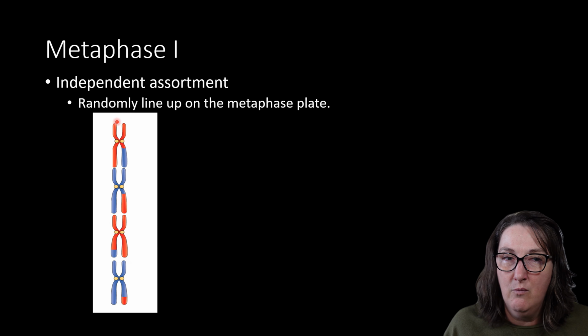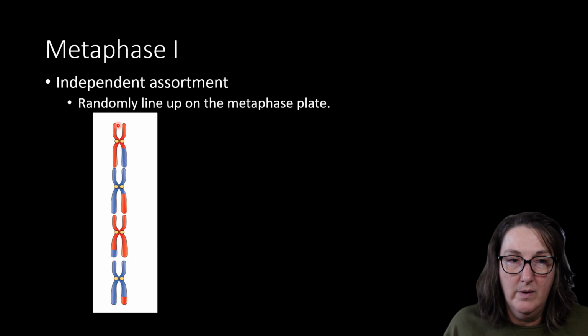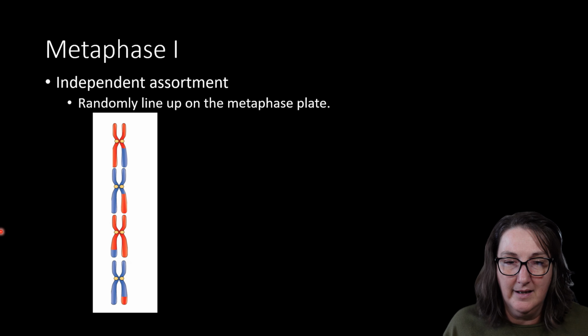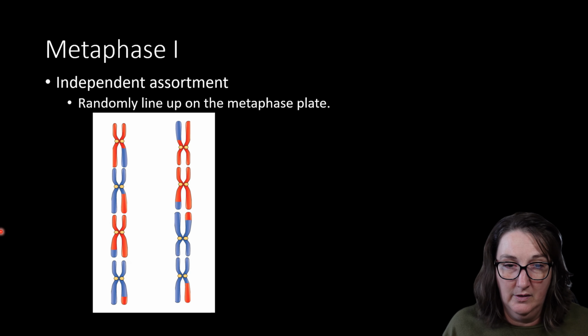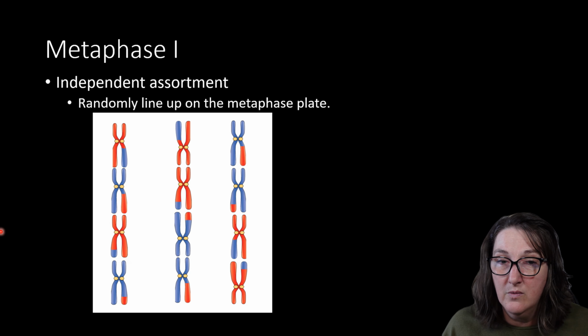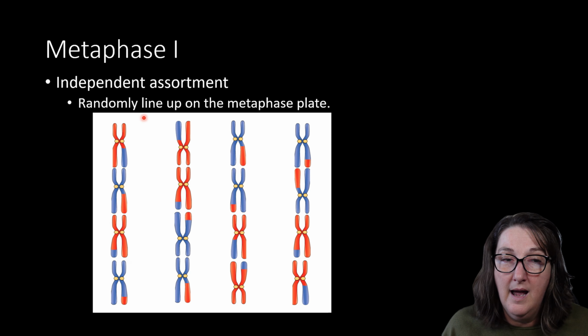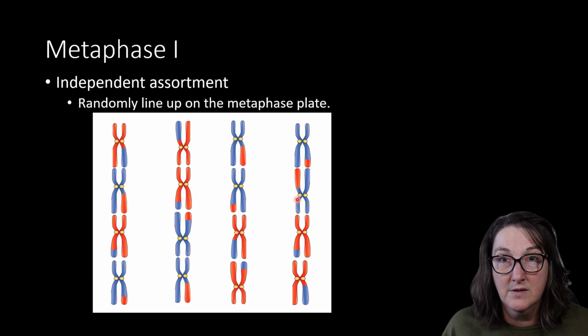And it works the same way with independent assortment. These are just going to randomly line up in different ways. So I could have a line that looks like that. Another one could look like that. Another one. And another one. I can have many different variations of this. So now when they get ready to split, this side will go one way, this side will go the other way. And if you look, I'm going to have a different variation every single time. So each cell is going to be different.